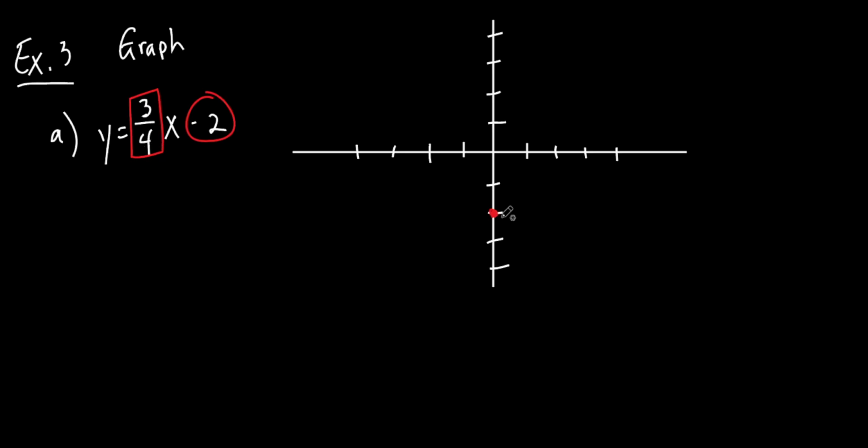So we start here, we rise 3, 1, 2, 3. Don't put a dot just yet, just keep your pencil there. And then run 4, which means we go to the right 4 places. 1, 2, 3, 4. Put a point right there. And look, once you get 2 points, then you can make a line, right? So you just connect the 2 dots, just connecting the dots.